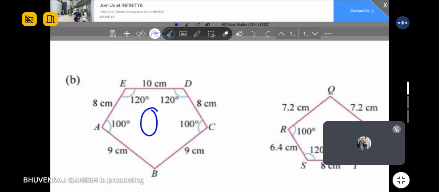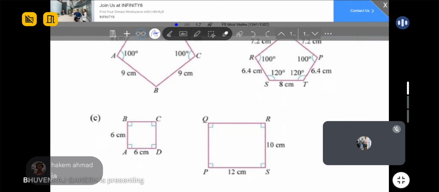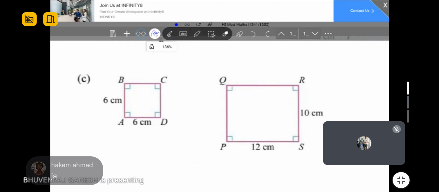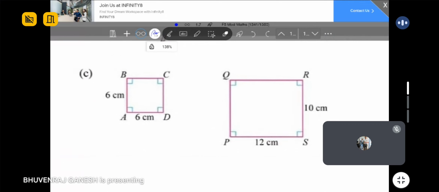Can you get it for part B? Should be clear, right? Okay. Part C. Do you think it's similar? Adakah serupa?